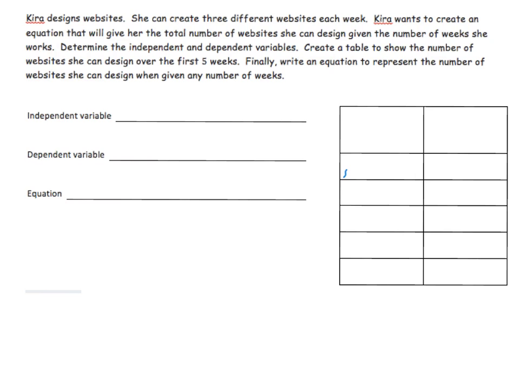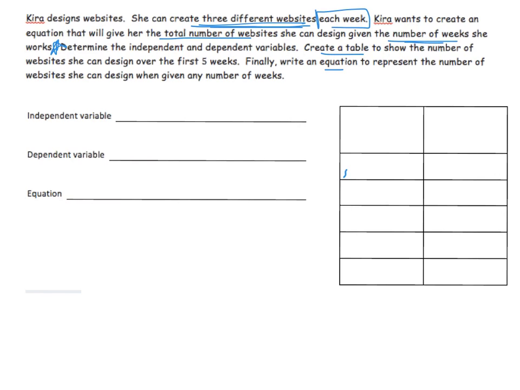Alright, problem 2. Kira designs websites. She can create 3 websites each week. So 3 websites each week. And she wants to create an equation that will give her the total number of websites she can design in a certain number of weeks. So first we have to look at our variables, and then we're going to create a table and write an equation to show all of this.